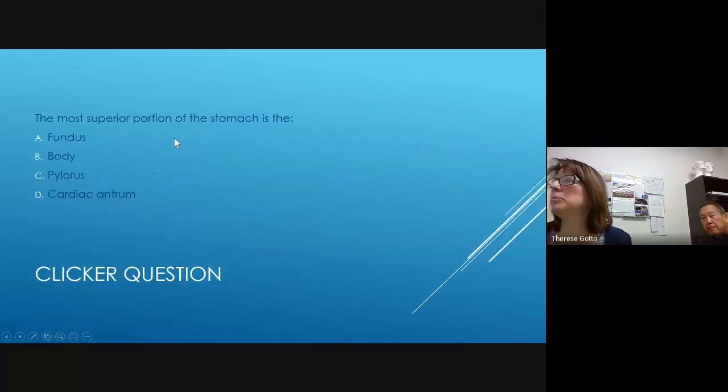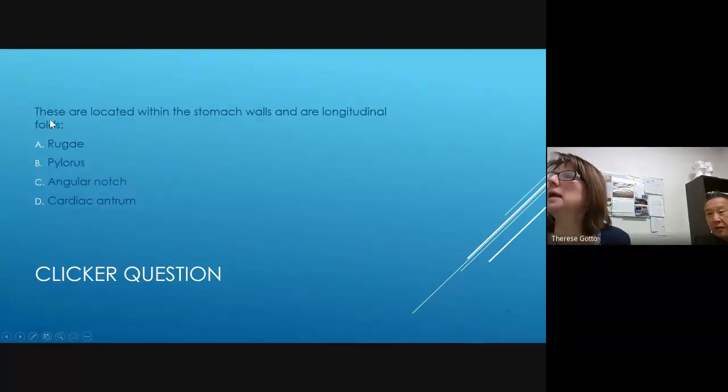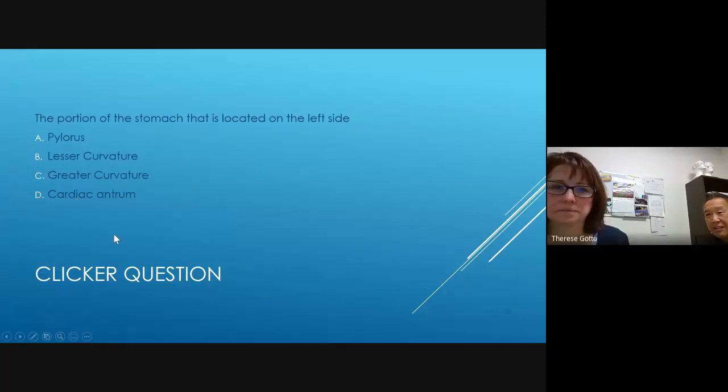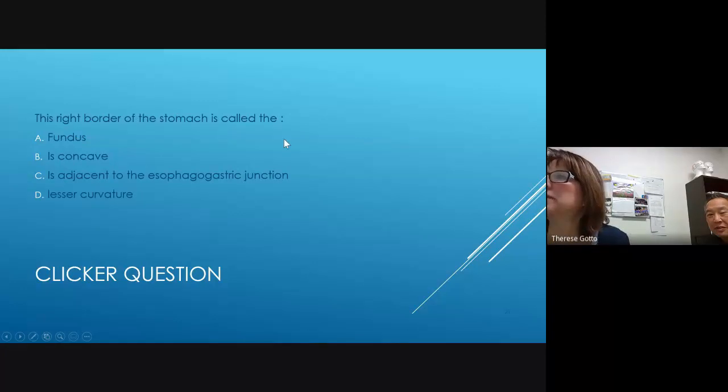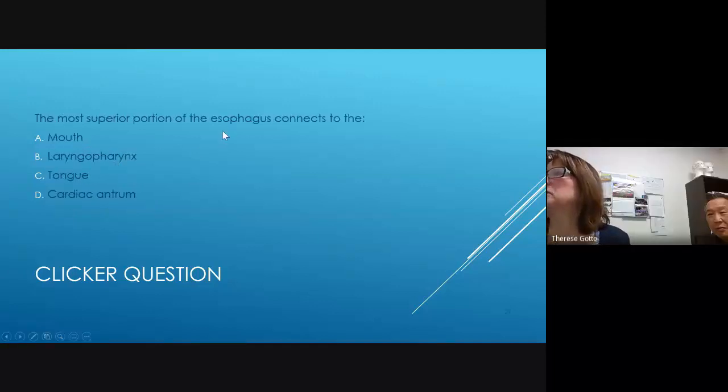Okay, so what's the most superior portion of the stomach? The fundus. Good. These are located within the stomach walls and are longitudinal folds. Everybody got that, I hope. Rugae. The portion of the stomach that is located on the left side of your patient. What's that called? Greater curvature. Good. Okay, the right border of the stomach is called the lesser. Okay, good.